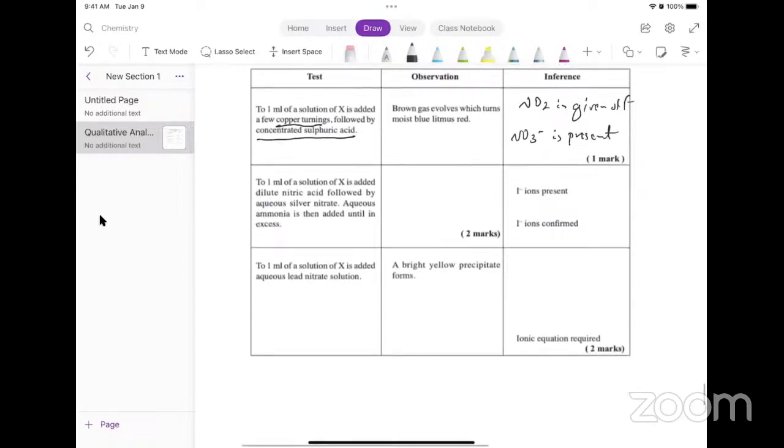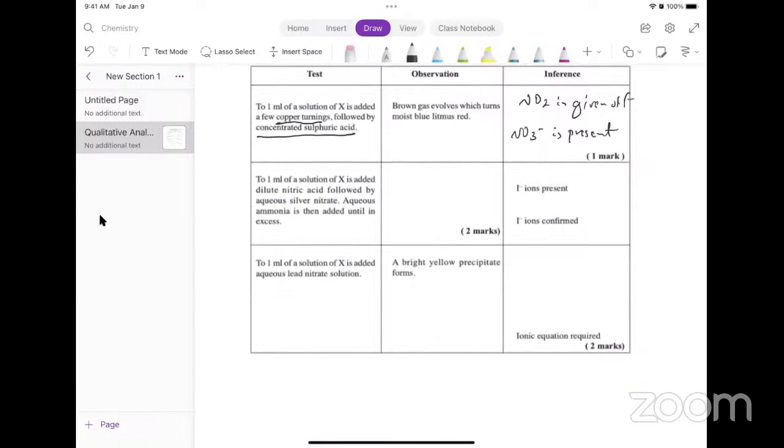Aqueous ammonia is then added until in excess. Iodide ions present, iodide ions confirmed. Therefore, we expect it to be yellow, okay? So a pale yellow precipitate forms, and it remains yellow. Okay, because it's insoluble.